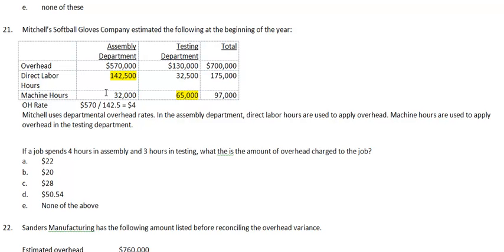Then I'm going to do the same thing in testing. In the testing department, your overhead is 130,000. You're going to base it on machine hours, which are 65,000. So that's going to give you a rate of $2 per machine hour.